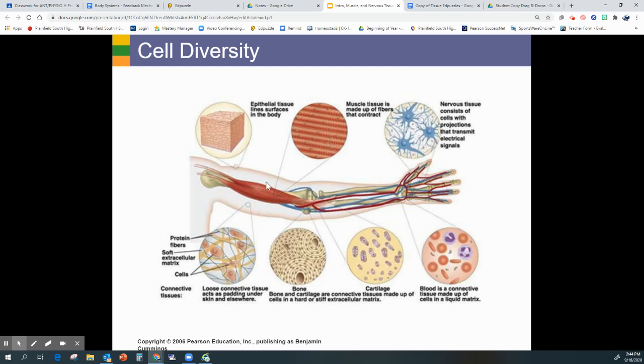Next one you see here is muscle tissue. That's just this bicep muscle that you see here, okay? It's made up of these fibers that both contract and relax. Nervous tissue is another one, so there's lots of nerves that run down through both sides of the hand, and those are there to send and receive messages, okay?